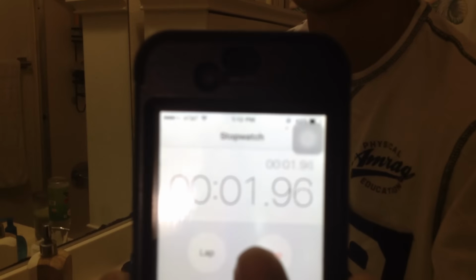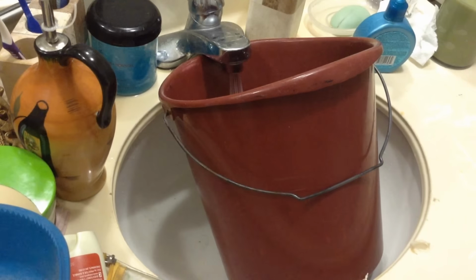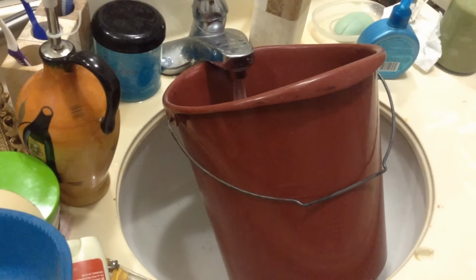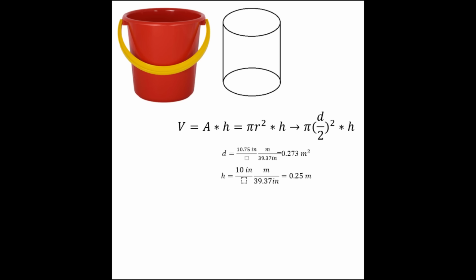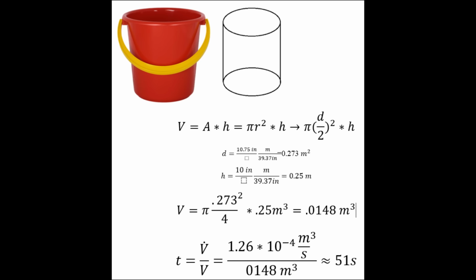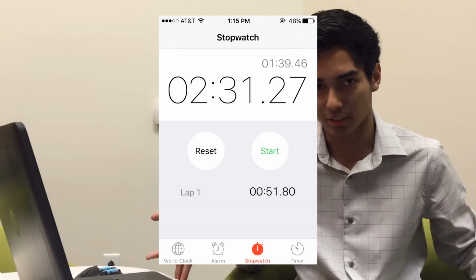So now to really test if this is actually accurate, I measured the volume of a bucket and calculated how long it would take to fill that bucket. For the volume of the bucket, the diameter I measured was 10.75 inches. Bear with the math. I converted that to the radius, multiplied into the equation, and then multiplied it by the height, and I got the volume of the bucket as 0.0148 meters cubed. Then I divided the volume by the volumetric flow rate to get approximately 51 seconds. So that's how long it should take to fill the bucket, but it ended up being a little bit longer than that.